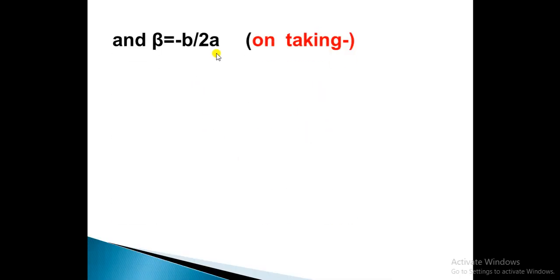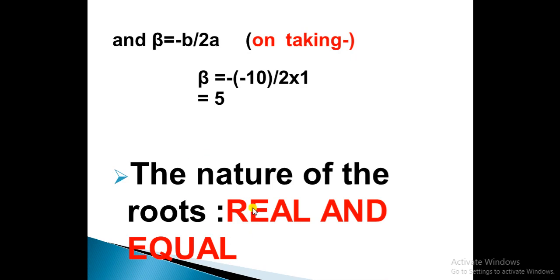Now let us find the beta value. Again, beta will be minus b upon 2a. Put the values of b and a. And what is the value of beta? 5. So what do you see here? Alpha equals 5 and beta equals 5. So in this case the values of alpha and beta are equal. So whenever the discriminant is equal to 0, the nature of roots will be real and equal.